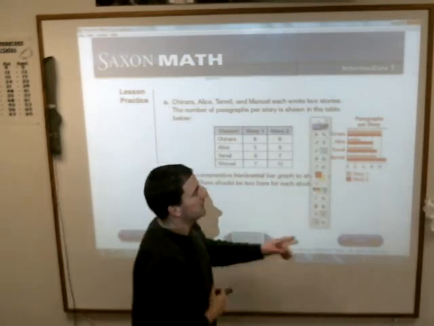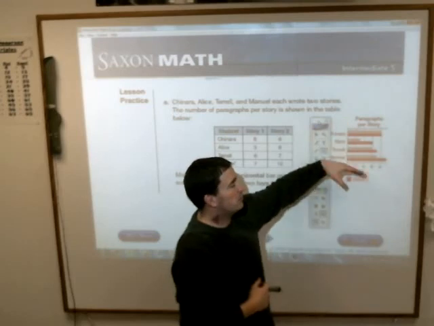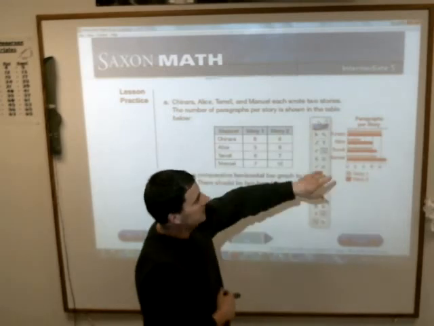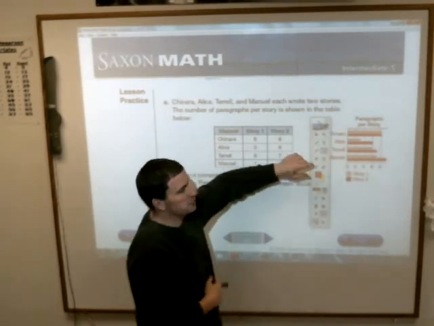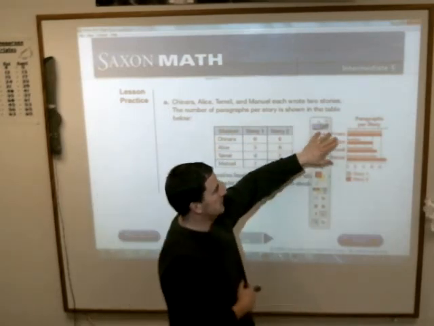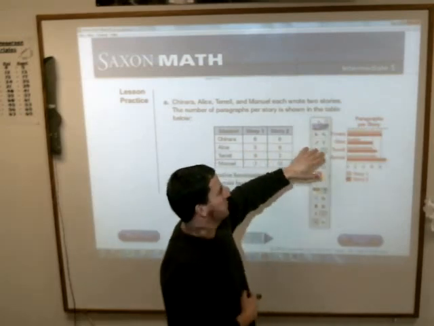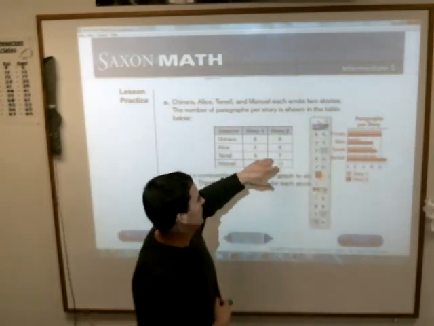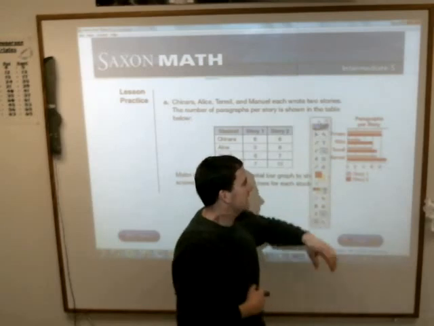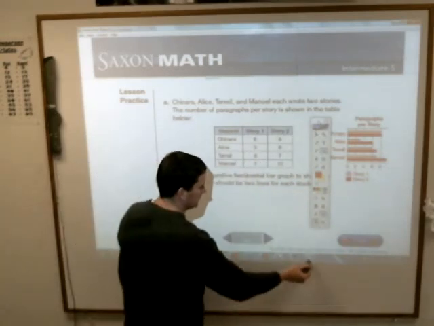First of all, it said it was a horizontal bar graph. That's why it's going this way. Vertical means they go up, horizontal goes sideways. Each person has 2 bars because you're comparing the paragraphs in their 2 stories. She had the exact same number of paragraphs, so it's the same line. Alice had only 3 in one and 6 in the other. Carol had 6 and 7, and Manuel had 7 and 10. So you can see that. I'm going to stop this.